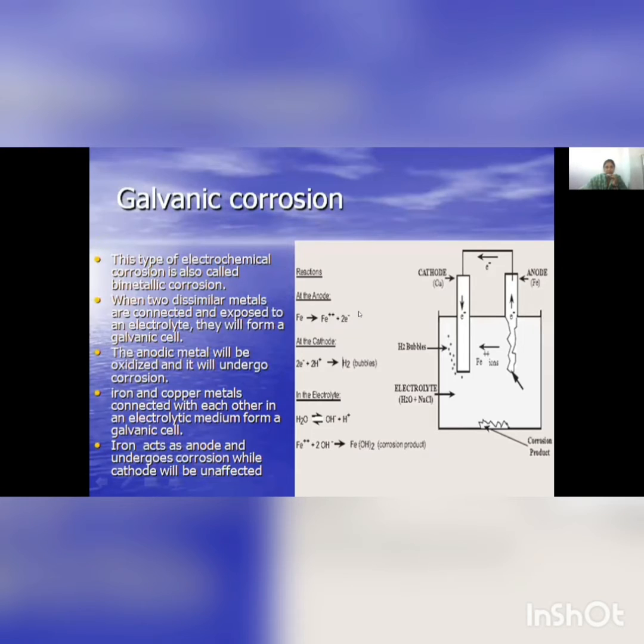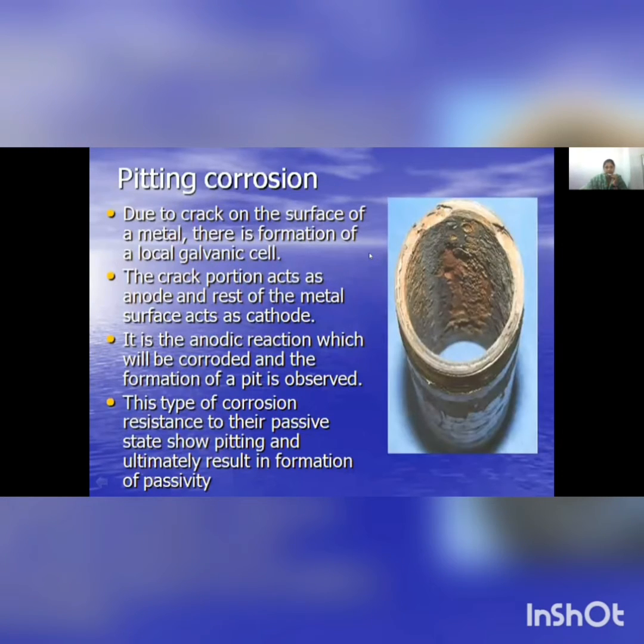According to the electrochemical series, metals above hydrogen have more negative reduction potential, so they undergo corrosion easily and act as anodes. For example, when zinc, iron and copper metals are connected with each other in an electrolytic medium, they form a galvanic cell. Iron acts as anode and undergoes corrosion easily, since at the anode oxidation takes place. The cathode does not undergo corrosion easily. And pitting corrosion: due to a crack on the surface of the metal, there is a formation of a local galvanic cell.